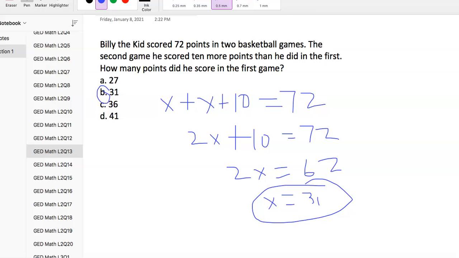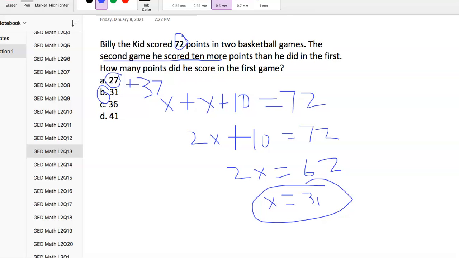Now if you prefer not to do this, like in this question, you could easily avoid it. So again, if you want to plug in, you take your first answer here, 27. Okay, and that's the first game, right? It says in the second game he scored 10 more, right? So you'd say, okay, game 1 was 27, game 2 was 37. Add those 2 up and see if it totals 72.